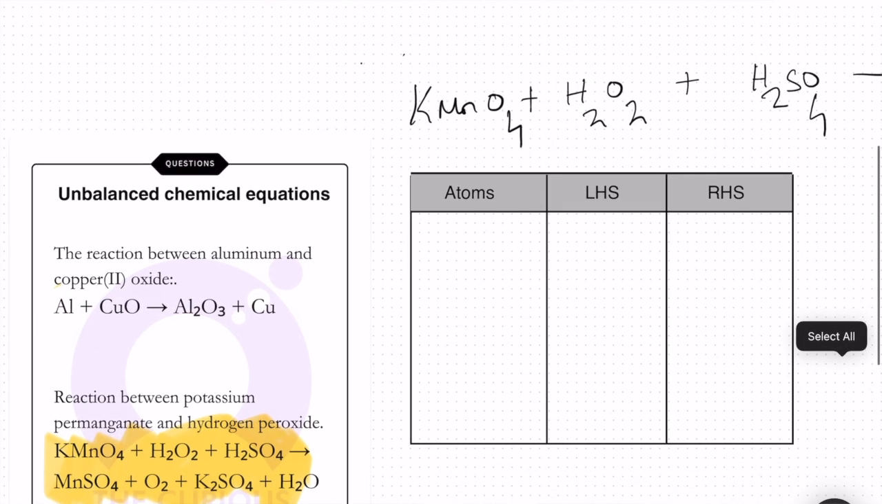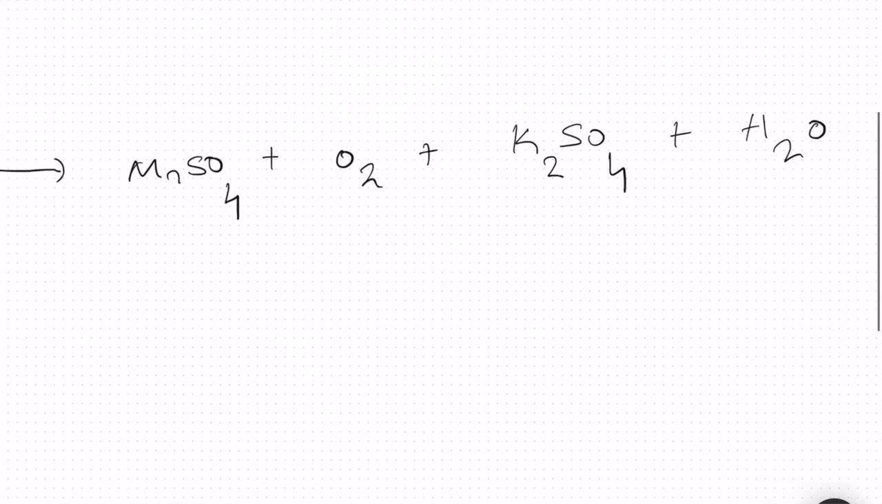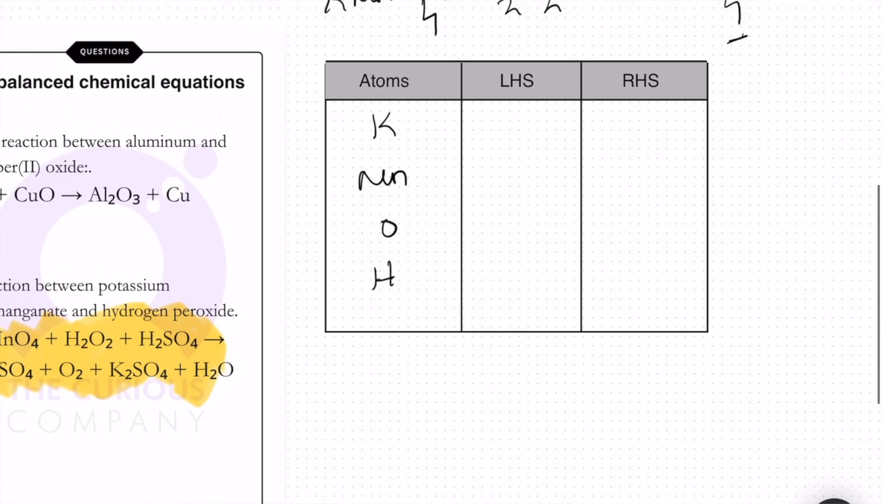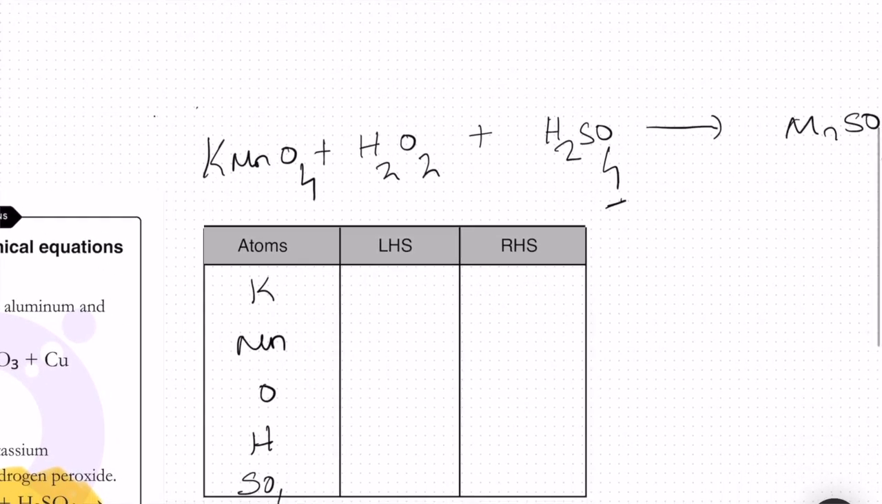Right. So the same drill. What do we have here? We have potassium, manganese, oxygen, hydrogen, and we also have an SO4 polyatomic ion, which is appearing as an SO4 polyatomic ion on the RHS as well. So we'll write that down as SO4. Right. Time to list the number of atoms on LHS. We have 1 potassium, 1 manganese, 6 oxygen atoms, and 4 hydrogen atoms. So how about SO4?